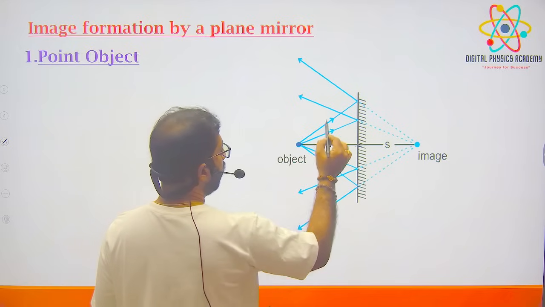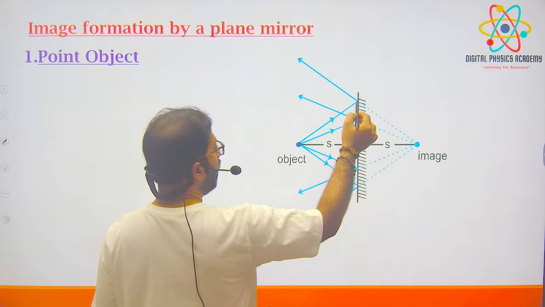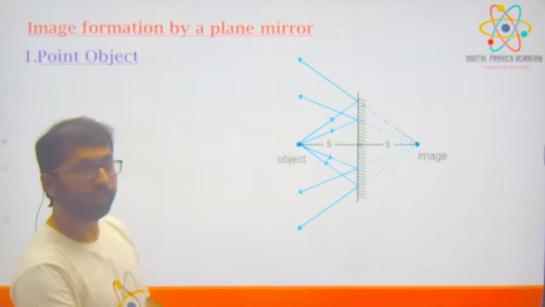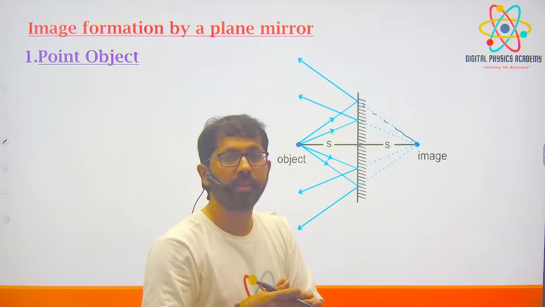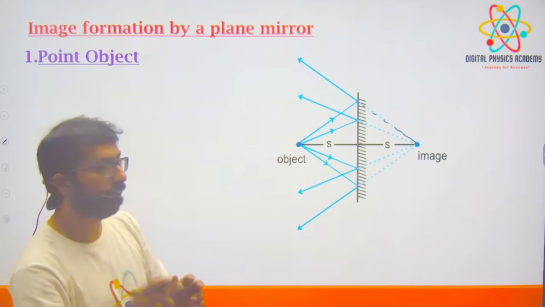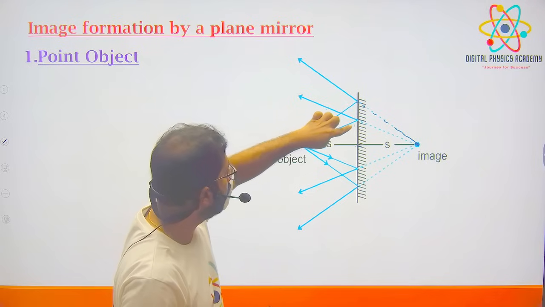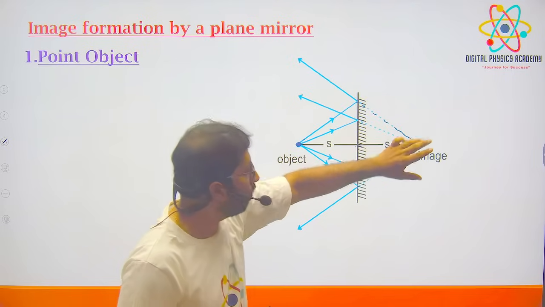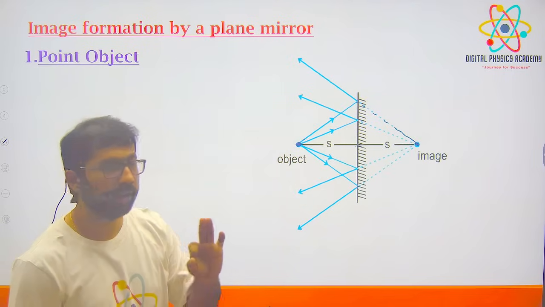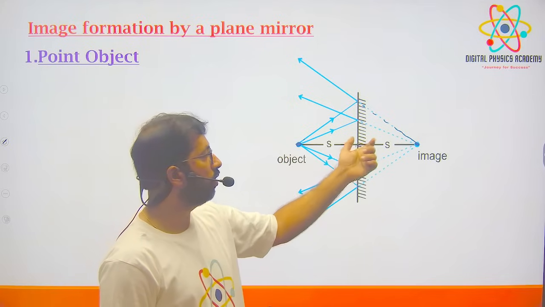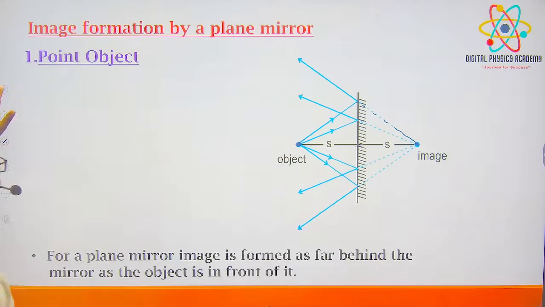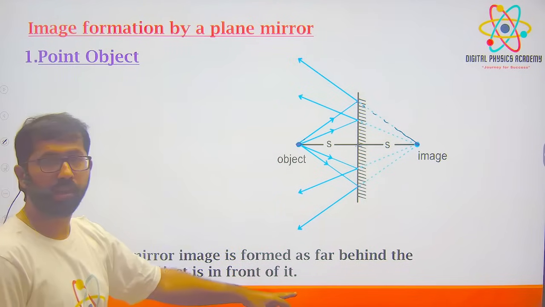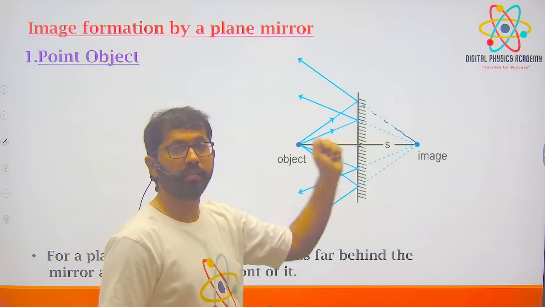When the ray is incident at an angle theta, it will reflect back and appear to pass through one point, that is the image. How will the image form? If I meet the reflected rays, we will get an image. To meet the reflected rays, a minimum of 2 rays are required, right? So I draw one more incident ray and reflected ray. The reflected rays are not meeting anywhere, but if I extend them backwards, they meet at this point where the image is formed. So remember, the distance of the object from the mirror is always equal to the distance of the mirror to the image. Write: for a plane mirror, the image is formed as far behind the mirror as the object is in front of it. Whatever distance the object is, the image will be at the same distance.